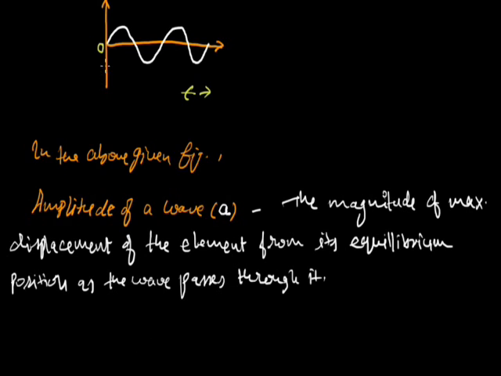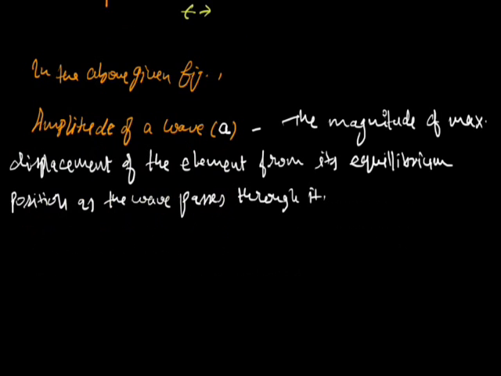In the given figure, you can see that the maximum displacement of a particle is shown here, say at point A, at point B, at point C, and at point D. Here the A, B, C, D are the maximum displacement of different particles vibrating during the propagation of the wave.